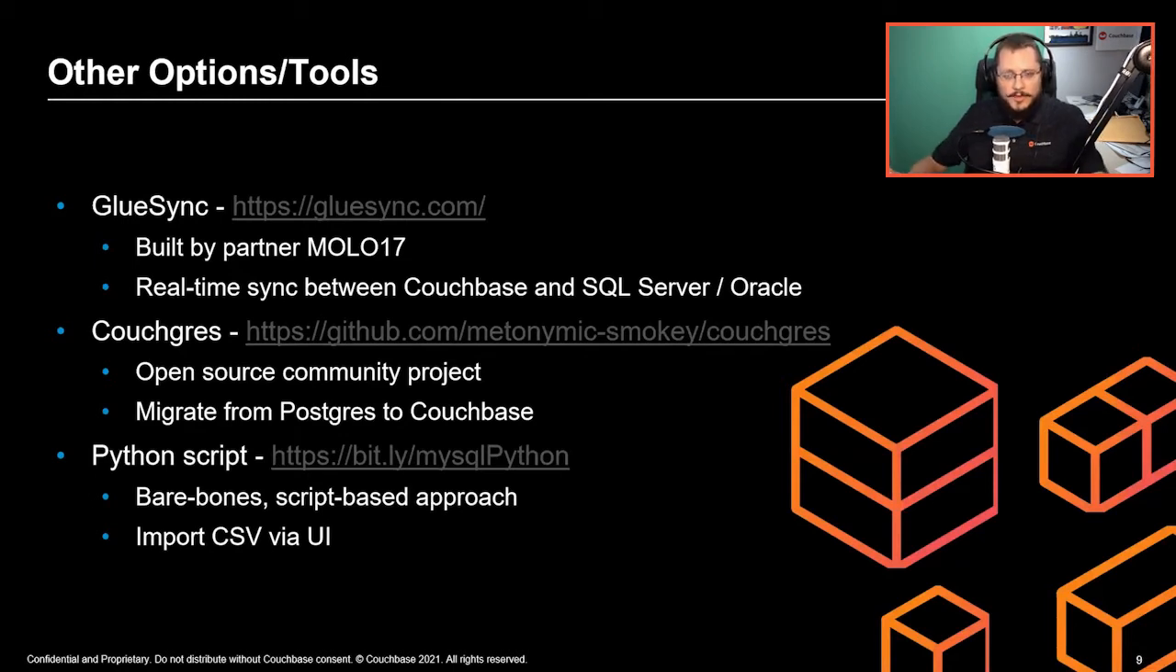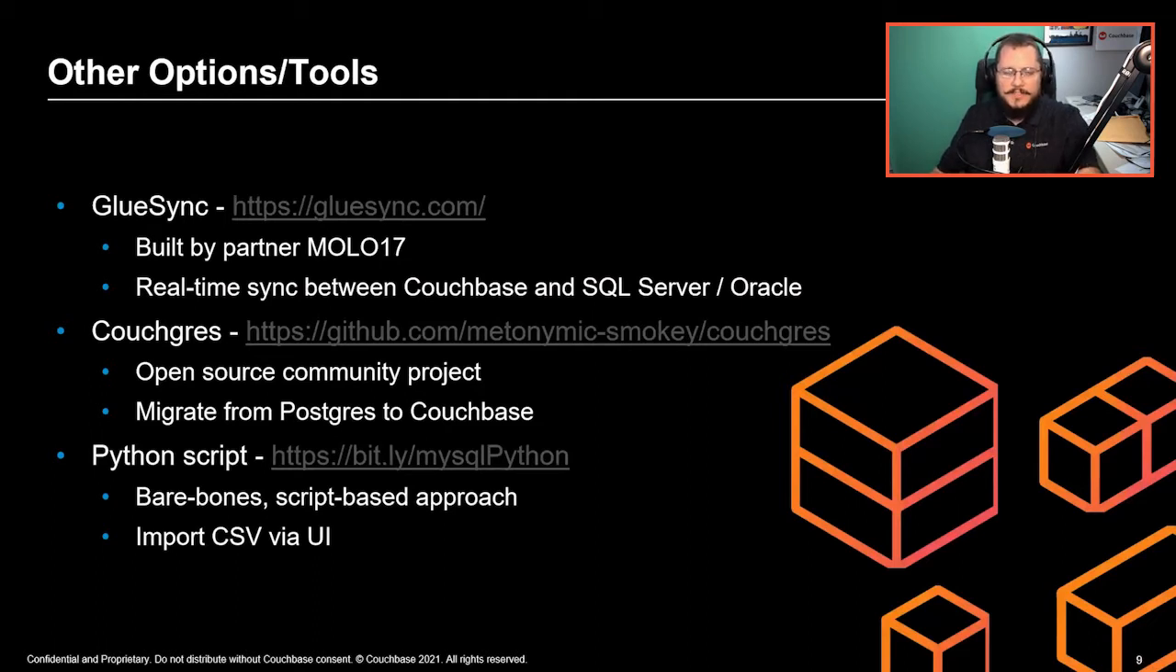And there's open source projects like mine and like Couchgress. It's just a set of tools and libraries and different approaches to move the data over from a relational database. Couchgress happens to be Postgres and mine is SQL Server, but the approaches are very similar. And all the way down to a DIY set of scripts, like a Python script. It's like a bare bones script-based approach. It allows you to do a lot of customization if you want to.